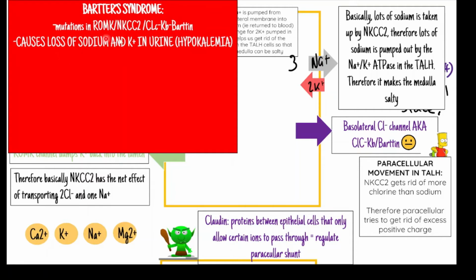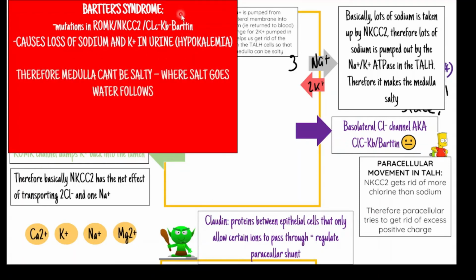Now, what this does, if you're mutating NKCC2, is you're not going to be able to take up any of your sodium or potassium. So you're going to have a lot of loss of sodium and K+ in urine. Remember that 15% of K+ is absorbed in the thick ascending limb. So even though ROMK dumps K+ back, you're not going to absorb K+ if you have mutations in NKCC2. So this can lead to a loss of sodium and potassium in the urine.